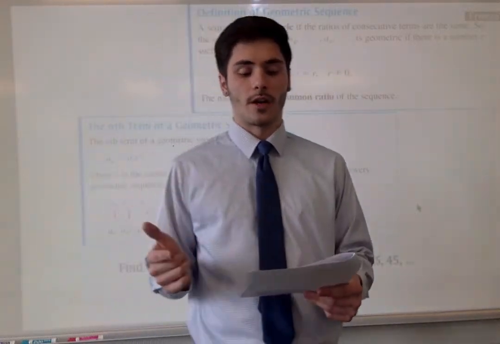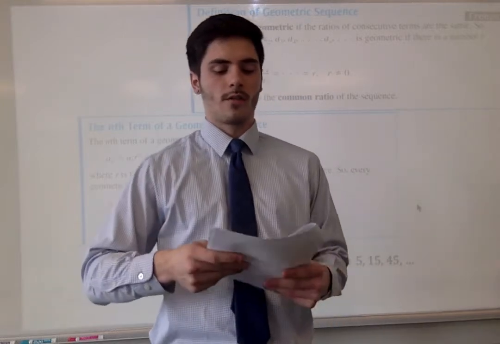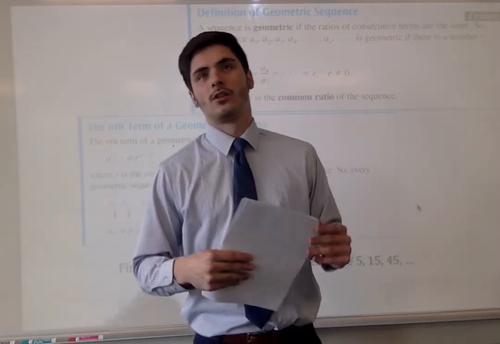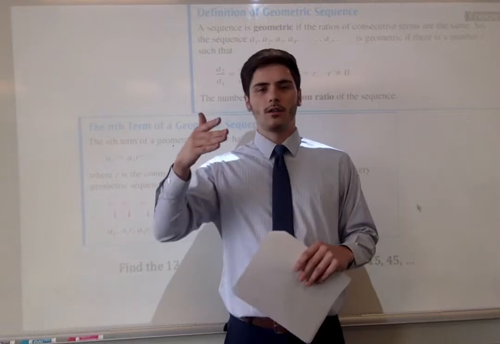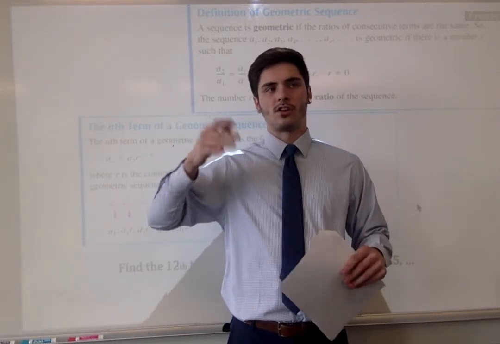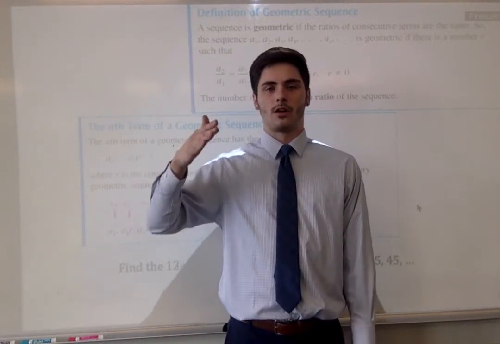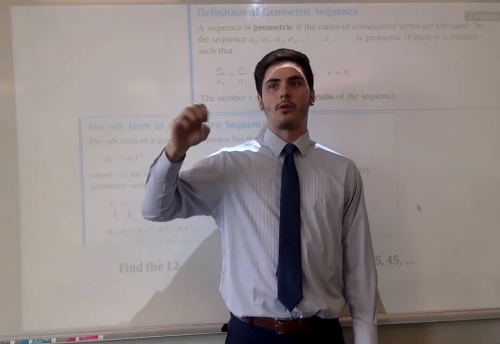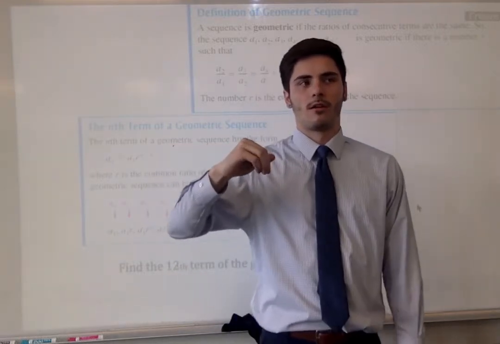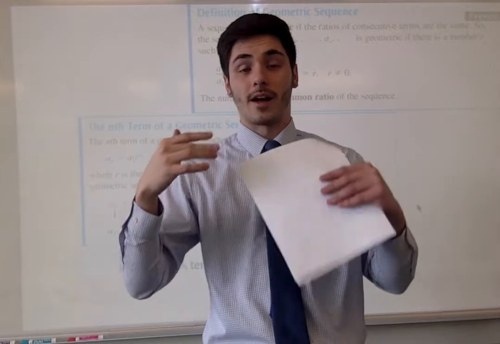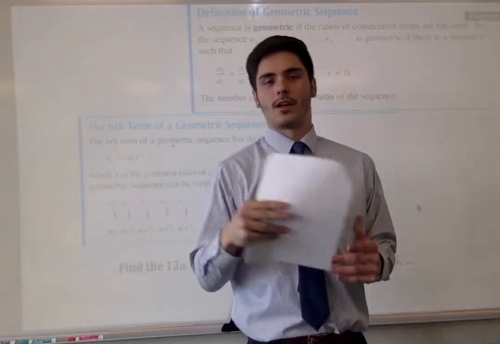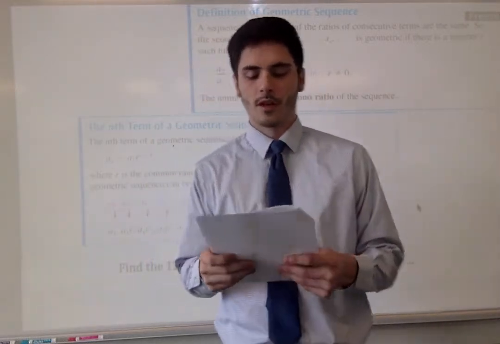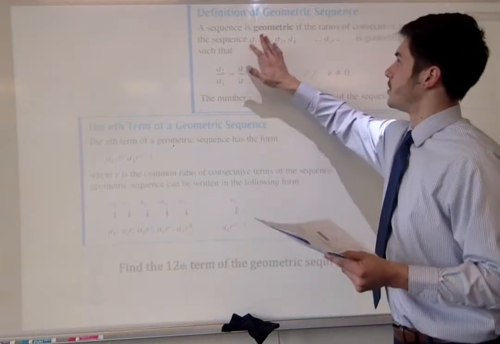Geometric sequences, on the other hand, have a common ratio that links the consecutive terms. So instead of adding or subtracting a certain number to get to the next term, we're going to multiply our current term by another number, by a common ratio, to get to the next term. So let's look at the definitions here.